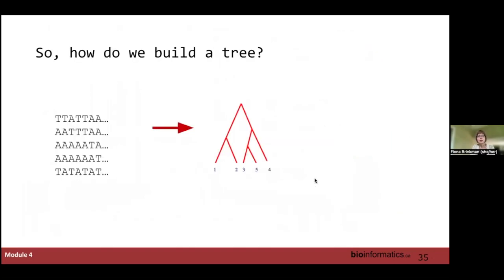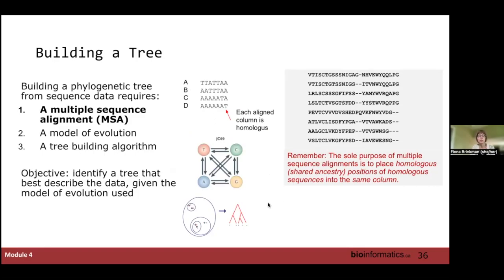Okay, so how do we build a tree? What I want to do here is go through a crash course to give you a sense of how you build a tree. I certainly encourage taking a proper course to learn about this. But basically building a tree requires, number one, a multiple sequence alignment. You don't just build a tree from your sequences. You have to do an alignment. What you're doing is aligning your sequences into columns. And the sole purpose of that is to place homologous, or shared ancestry, positions of homologous sequences in the same column. Can't emphasize that enough.